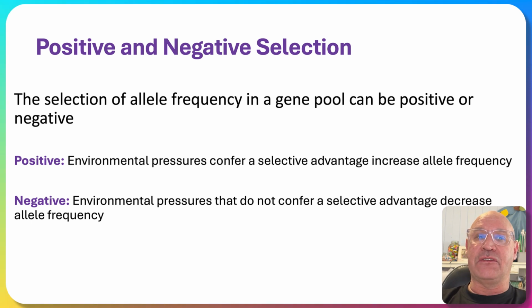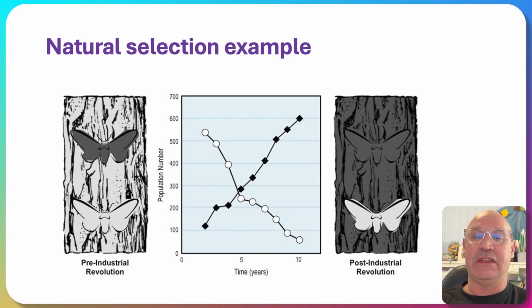The syllabus objective said that the selection of allele frequency in a gene pool can be positive or negative. So if we've got environmental pressures that confer a selective advantage, we're going to see an increase in the frequency of those alleles. The alleles that provide a phenotype that has a selective advantage. Whereas you're going to see a reduction in the allele frequency of those alleles that don't provide a selective advantage. So if you have a look at an example here, these are the classic peppered moths.